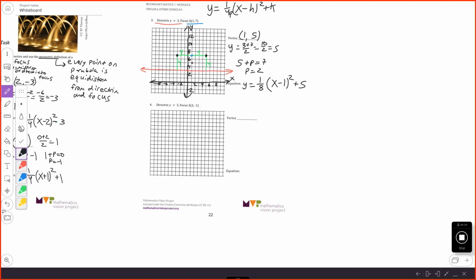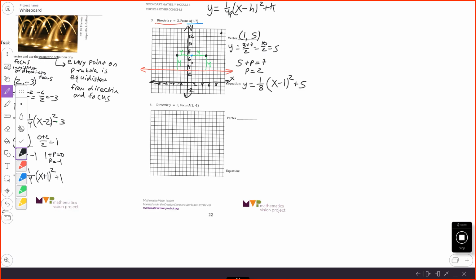Okay, and let's double check that. Let's say I plugged in 5: 4 squared, 16, divided by 8 is 2, 2 plus 5 is 7. Okay, let's try another. That was 1, 2, 3, 4, so that was at 5, and 4 over would be 9. 9 minus 1 is 8. 8 squared is 64. 64 divided by 8 is 8. 8 plus 5 is 13. So that was 9, 13.